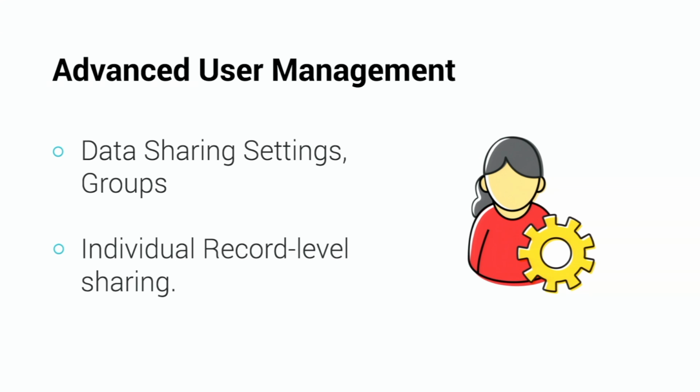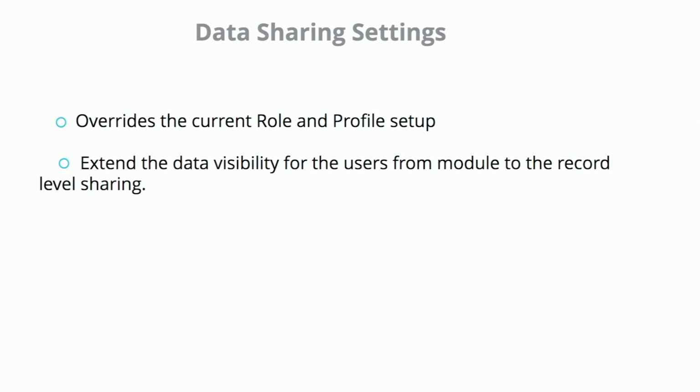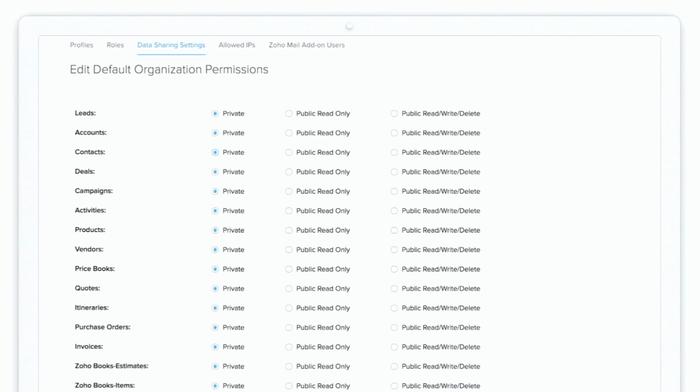So you can do it using data sharing settings, where you can extend the visibility of the data from the module to the individual record level sharing. And it overrides the current role and profile setup. It extends the data visibility for the users from module to the record level sharing. By default, the data sharing settings for the modules will be set to private.